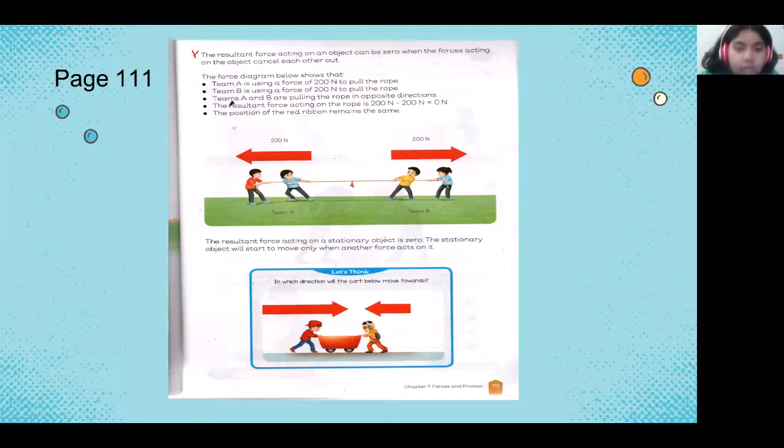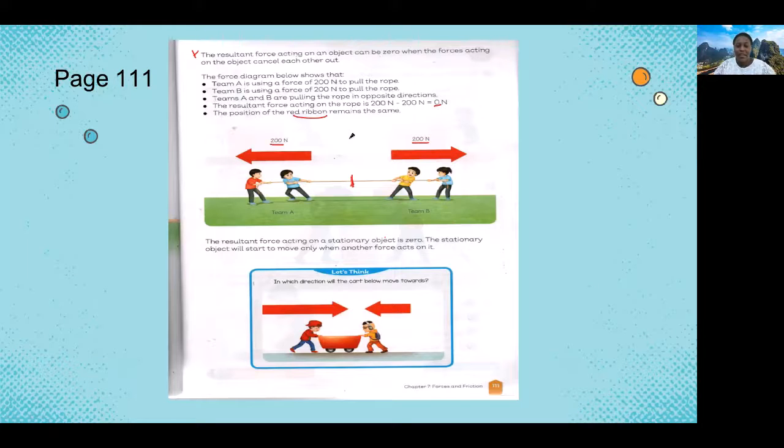The position of the red ribbon remains the same. Very good. It remains the same because the resultant force here is 0. The red ribbon here, this one, remains here. It will not move in any direction because the forces applied on both sides are the same. The forces are balanced. So the red ribbon will not move towards any direction. The red ribbon will remain the same.